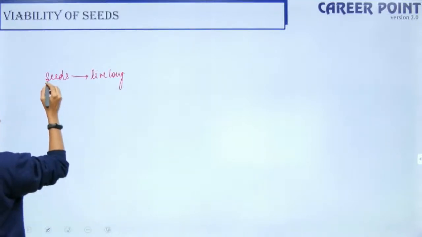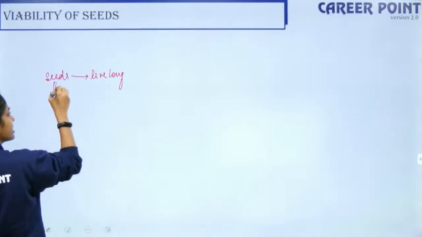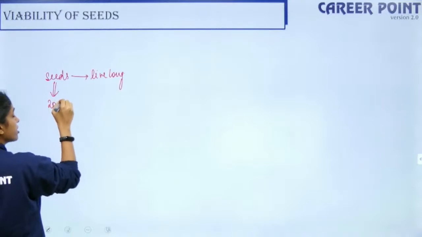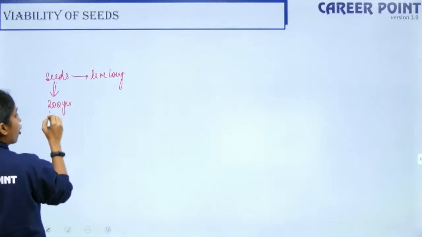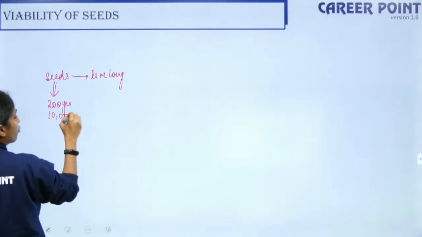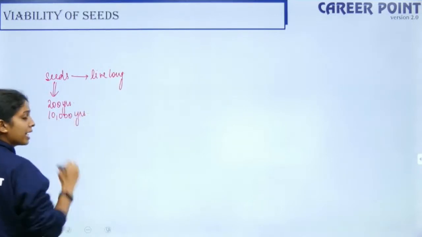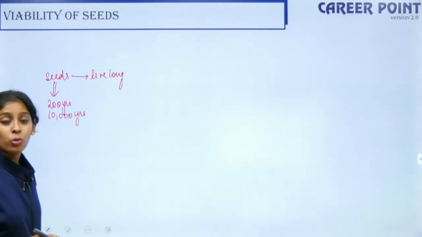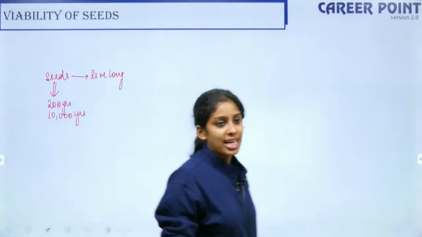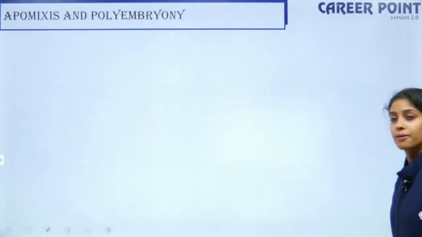There are some plants whose seeds are viable for 2000 years, 200 years, even almost 10,000 years. If you take a seed from a fossil, it is still able to grow, right? So that is viability of seeds.